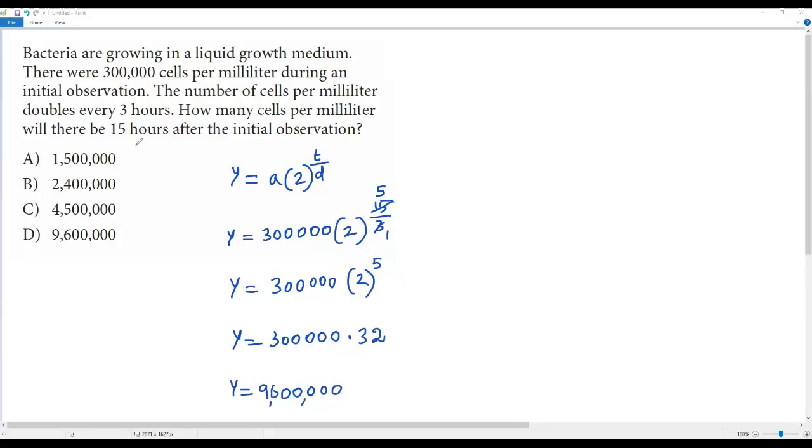9,600,000. So after 15 hours of the initial observation, the number of cells per milliliter is 9,600,000. So we find this one in option D. The correct answer for this question is option D.